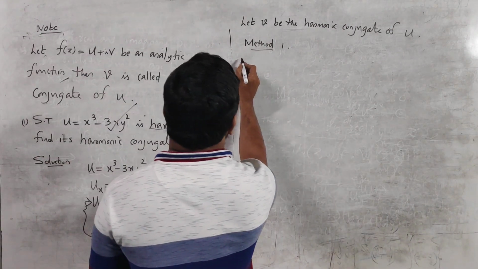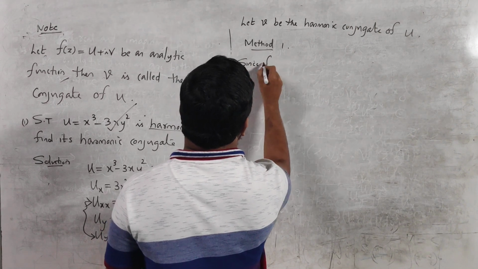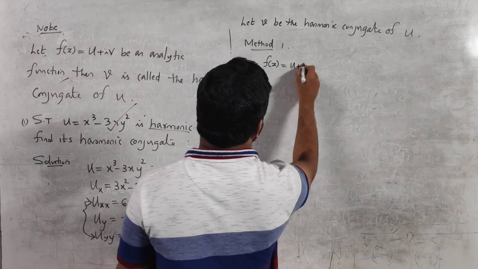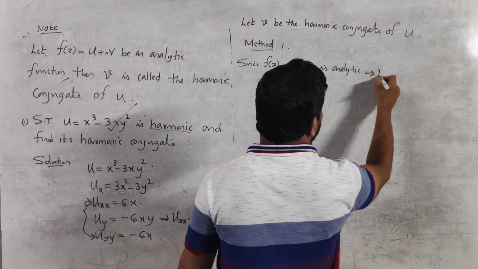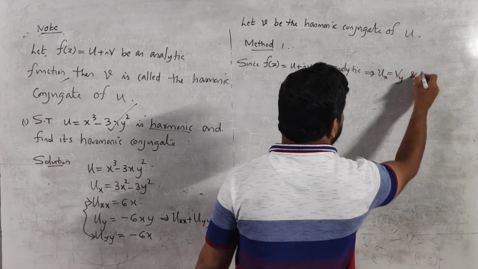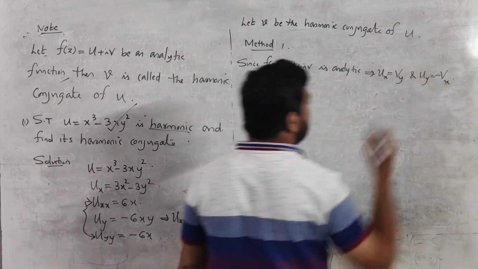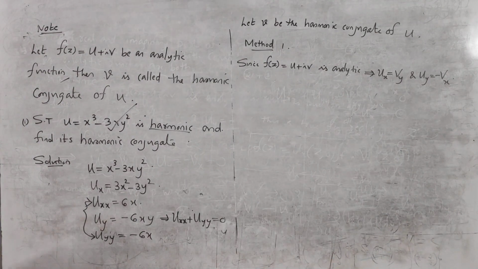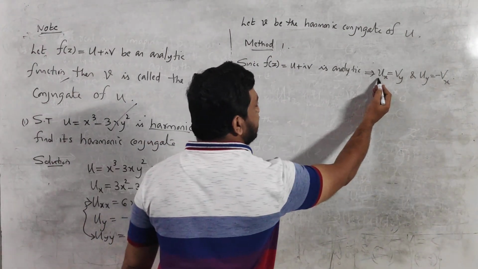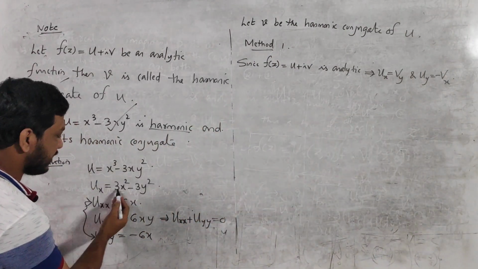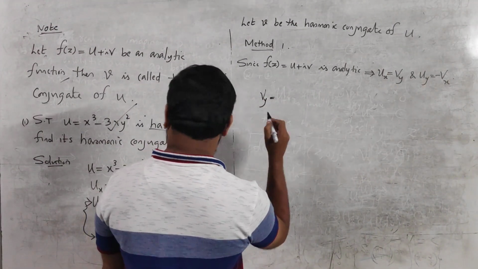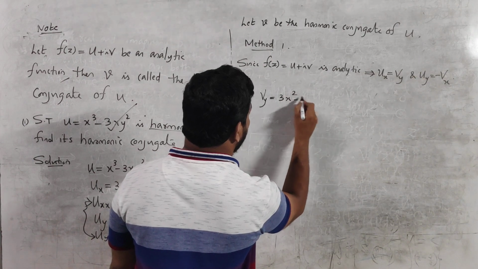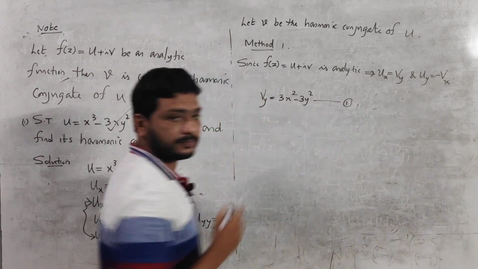By method one, since f = u + iv is analytic, all of you know ux = vy and uy = -vx. So ux = vy, and we know ux = 3x² - 3y². That is why we get vy = 3x² - 3y². Mark it as equation number 1.